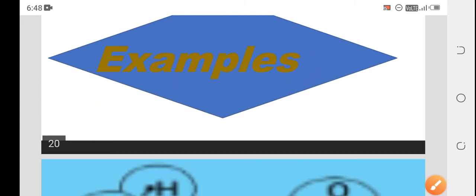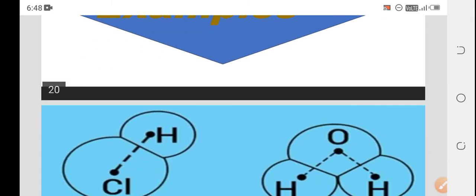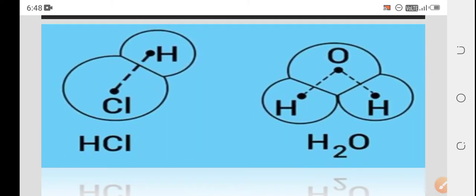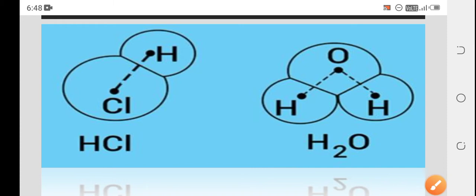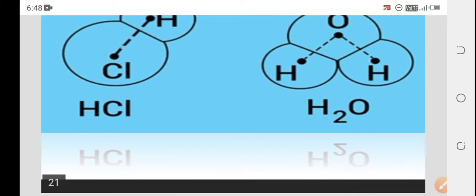Coming to the examples, what are the examples of the polar dielectric? So that is HCl, H2O: H plus Cl minus. This is about our dielectrics example. I am taking only two examples, HCl and H2O. H2O is one of the best examples of the polar dielectrics.